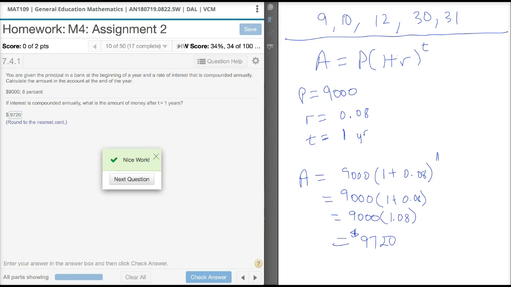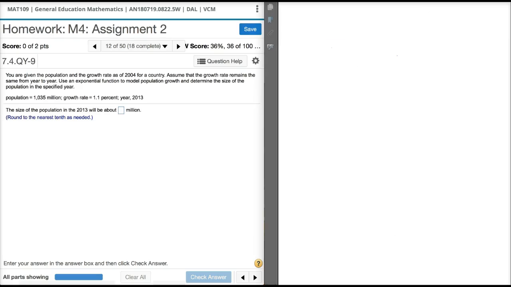All right, let's move on to number 12. For this question, it says you are given the population and the growth rate as of 2004 for a country, and that's the year 2004. Assume that the growth rate remains the same from year to year. And of course, our growth rate here is 1.1%. Use an exponential function to model population growth and determine the size of the population in the specific year.